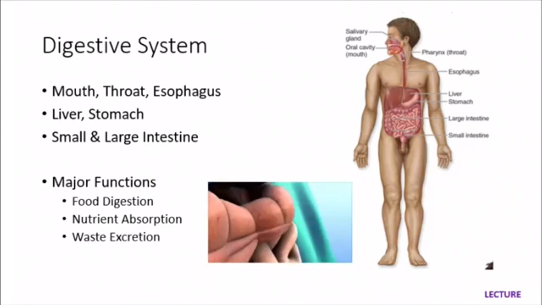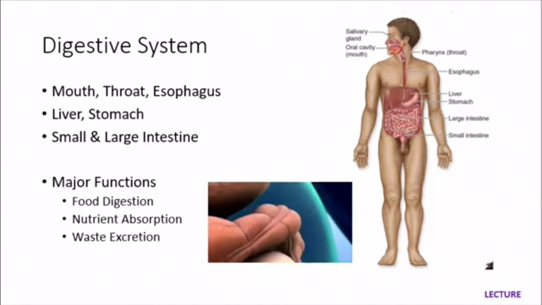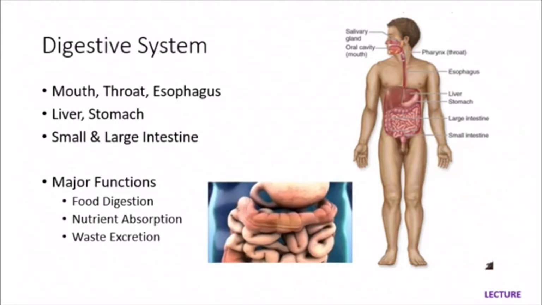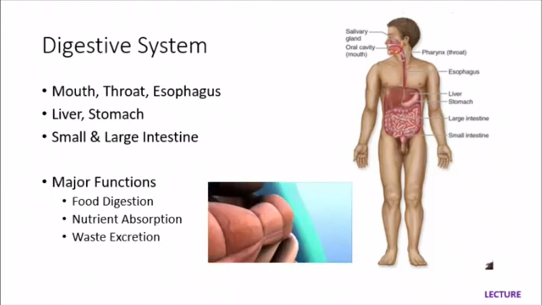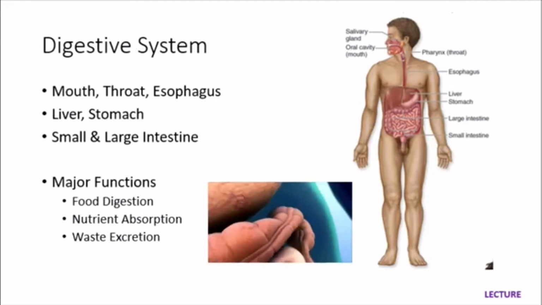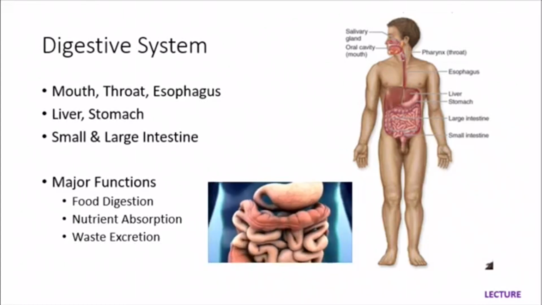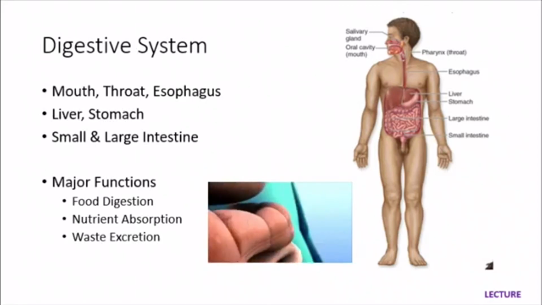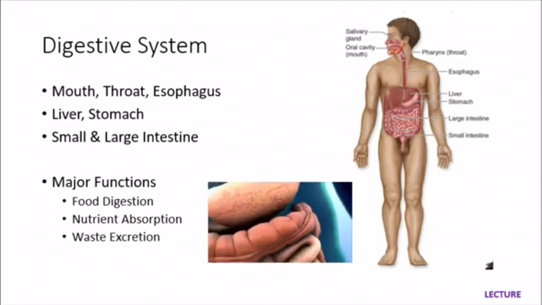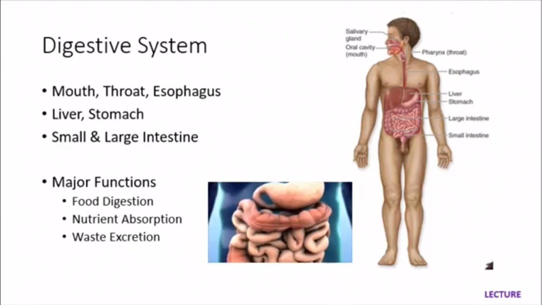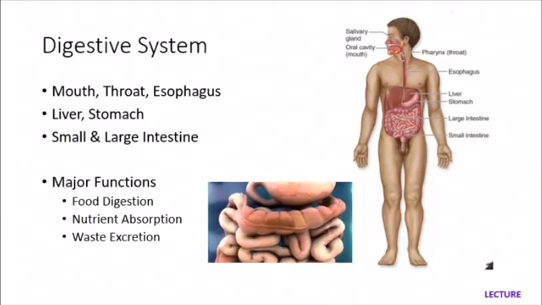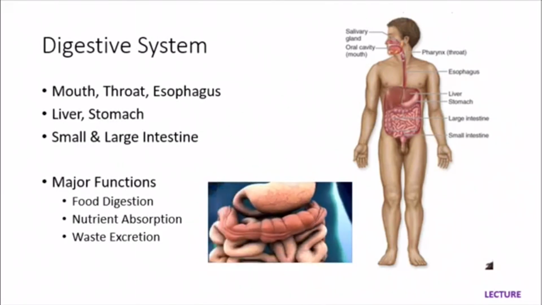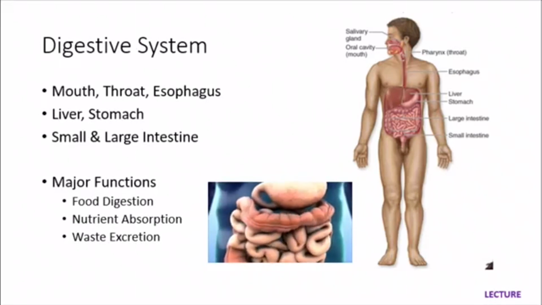What you're seeing in this little video clip that's playing here is you'll start to see peristalsis moving up the ascending colon, and then you see it move across the transverse colon, and you can see that it's actually forming the bowel movement there. So it'll move across, and then it'll move down the descending colon, and then to the sigmoid colon, and to the rectum, and then out the anus. Major functions, of course, food digestion, nutrient absorption, and then waste excretion.